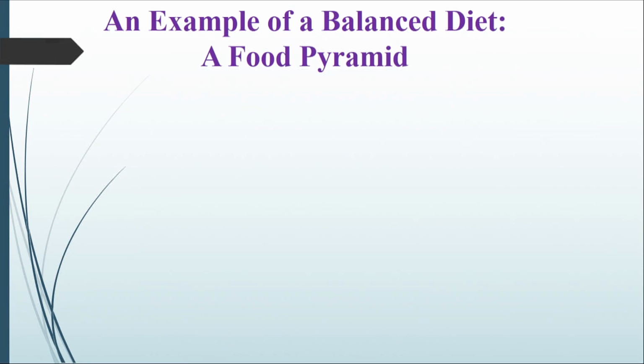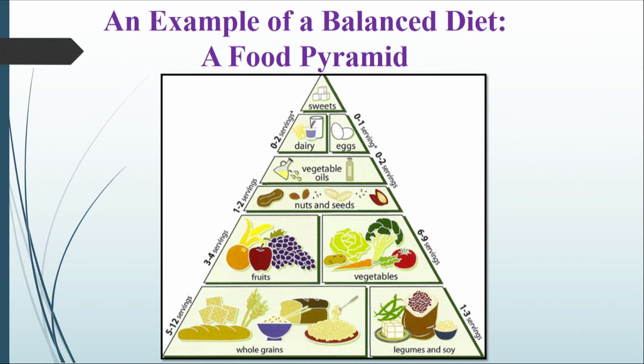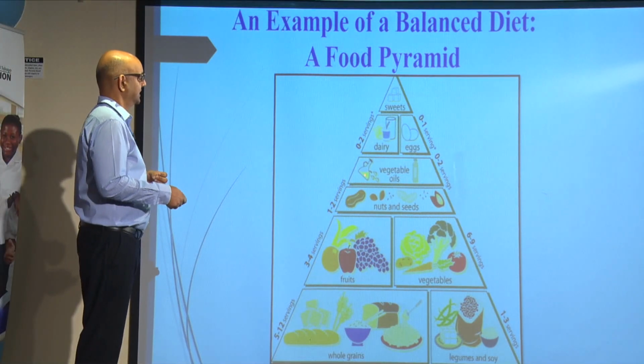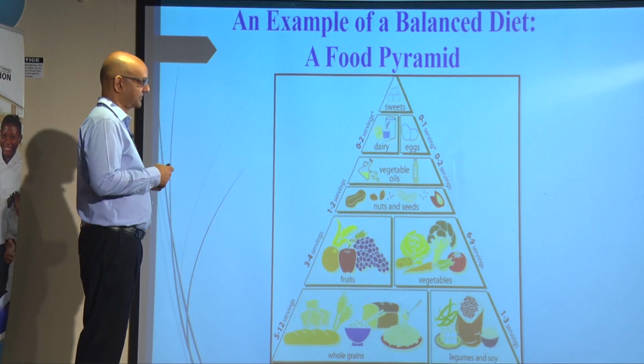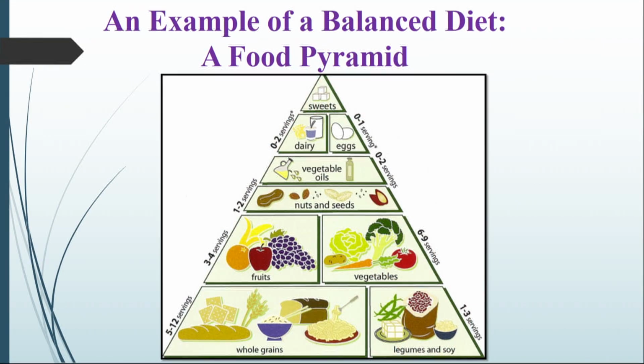Let's look at an example of a food pyramid that represents a balanced diet. You can see it starts off at the base with whole grains, legumes, and soy. Then it goes to fruit and vegetables, nuts and seeds, vegetables, oils, dairy, and sweets at the top. So it's a pyramid, which means that you should be getting more of these foods at the base and less of the foods at the top of the pyramid.